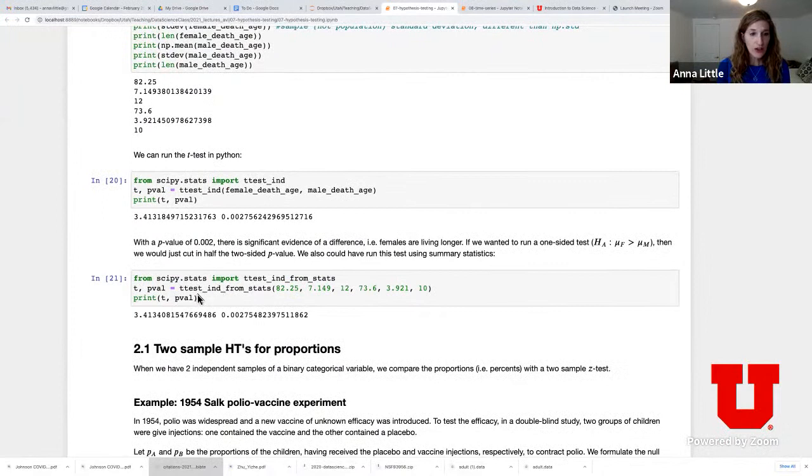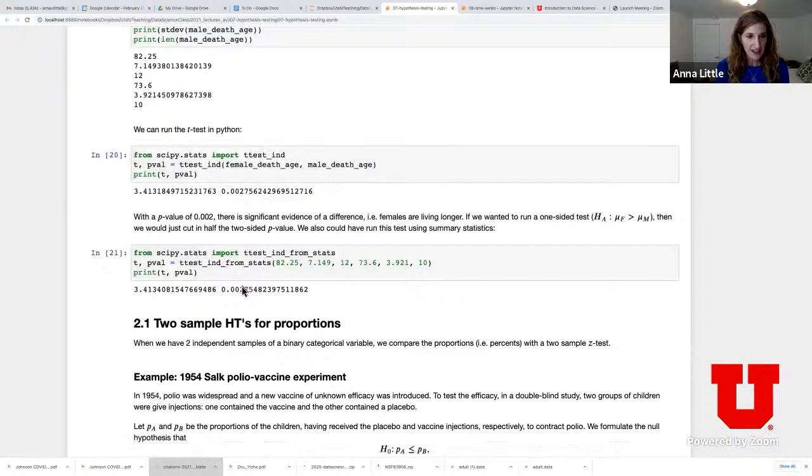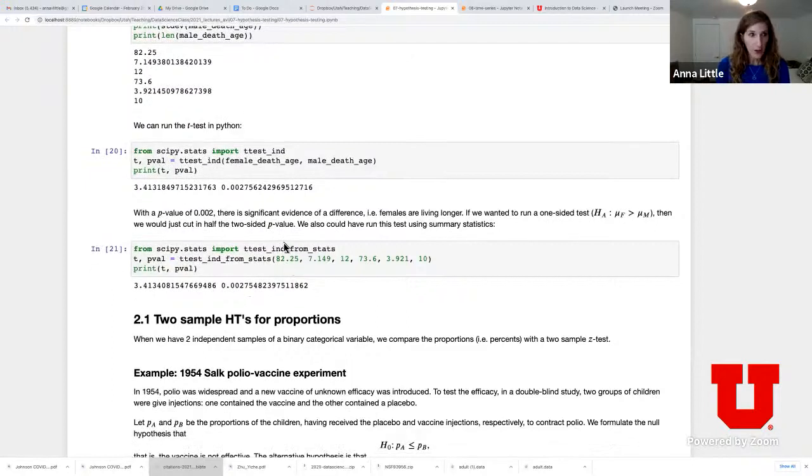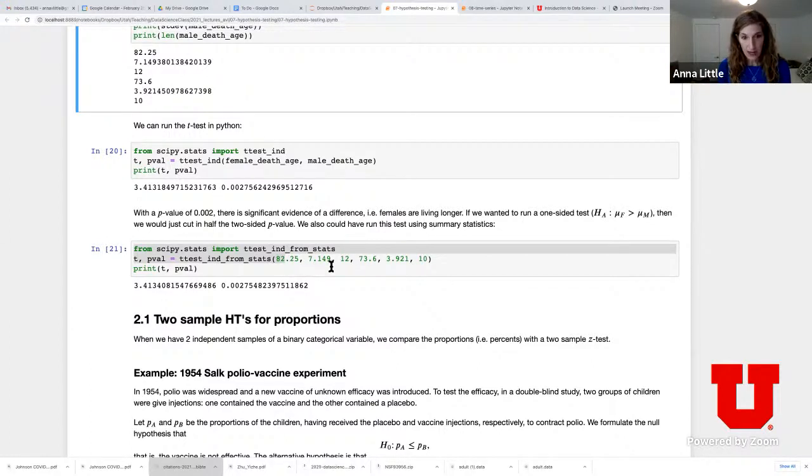Okay, now you could also run this t-test from the summary statistics. That would be with ttest_ind_from_stats, from the summary statistics. And in this case, you would just input these things that we computed up here: the sample mean, sample standard deviation, and the length, first for the females and then for the males. And then you can see that you're going to get the exact same answer here. Okay, p-value of 0.002.